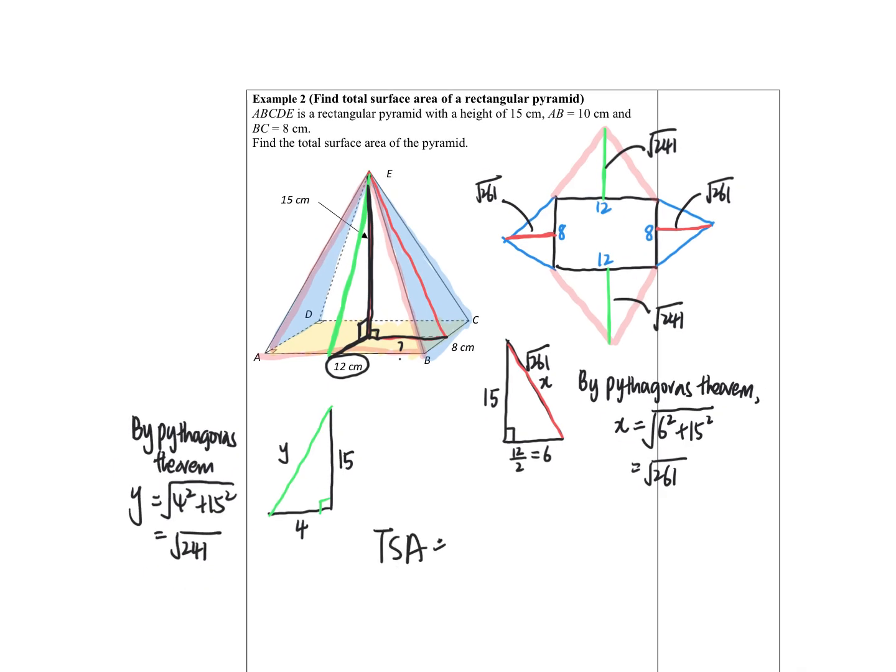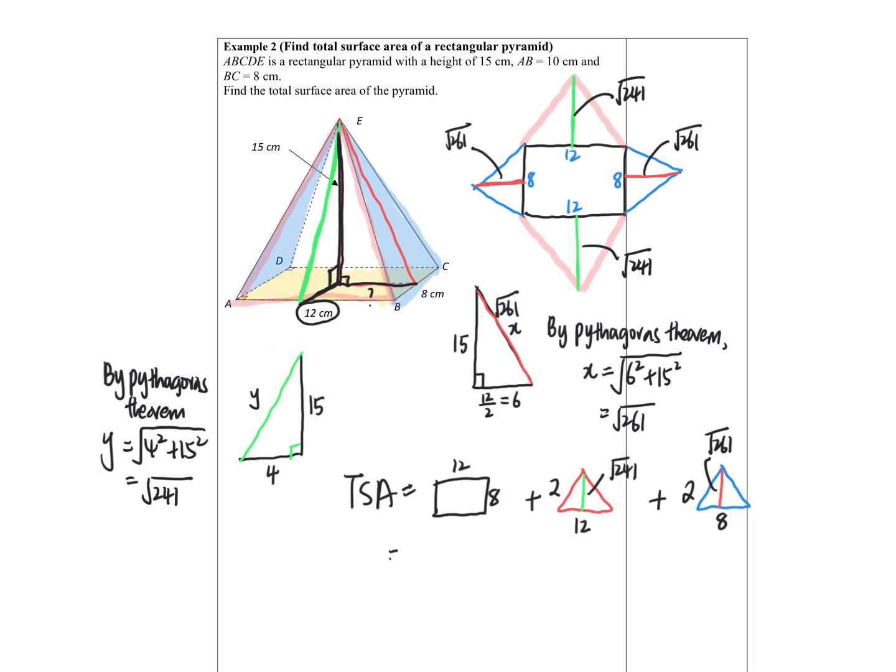So now I want to find the total surface area. I know I have one rectangle to add. 2 red triangles, which have this length being 12 and the slant height square root 241. So I have 2 of them. I also have 2 blue triangles, which the slant height is square root 261, and then the base is 8. So I need to add these 5 parts up.